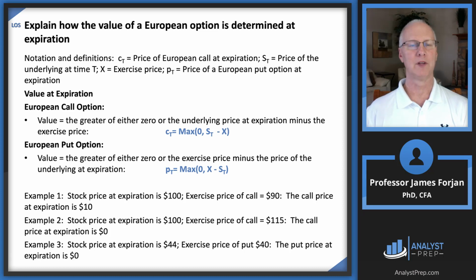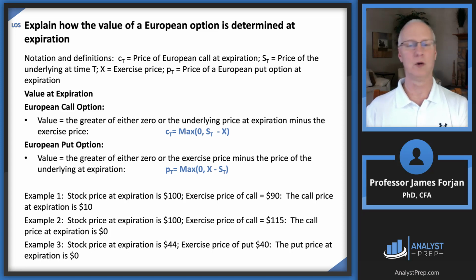How about options? Explain how the value of a European option is determined at expiration. All right, so let's make sure we get to familiarize ourselves with the notation. So there's the call price. There's the price of the underlying asset, a lot of times used with the S for stock. X is the exercise price. P is the price of a European put option. And so here we are.